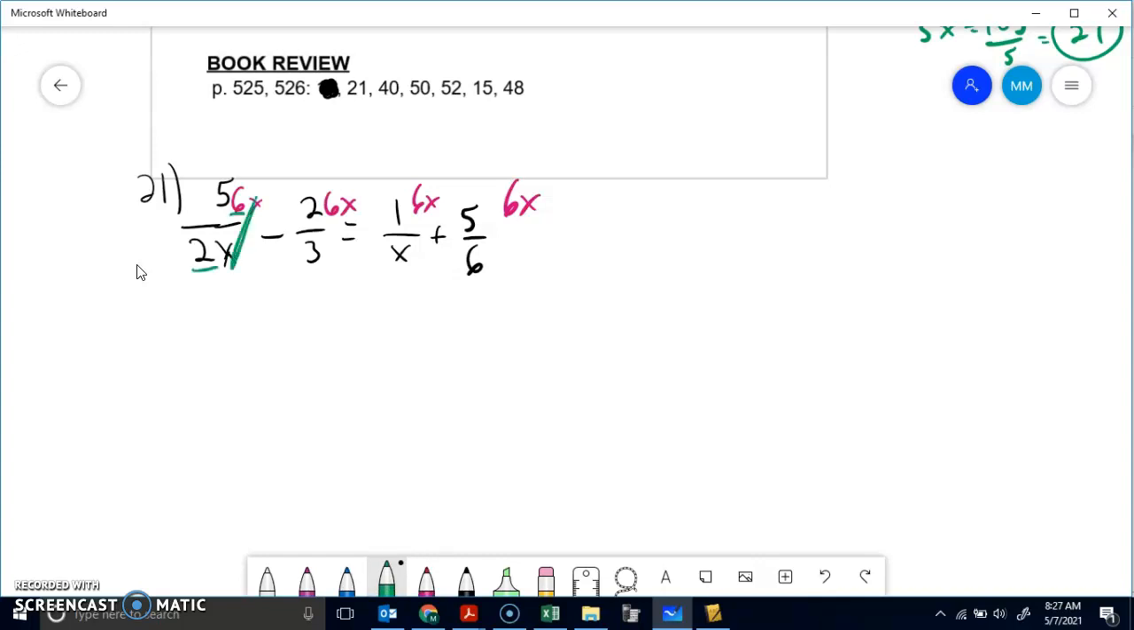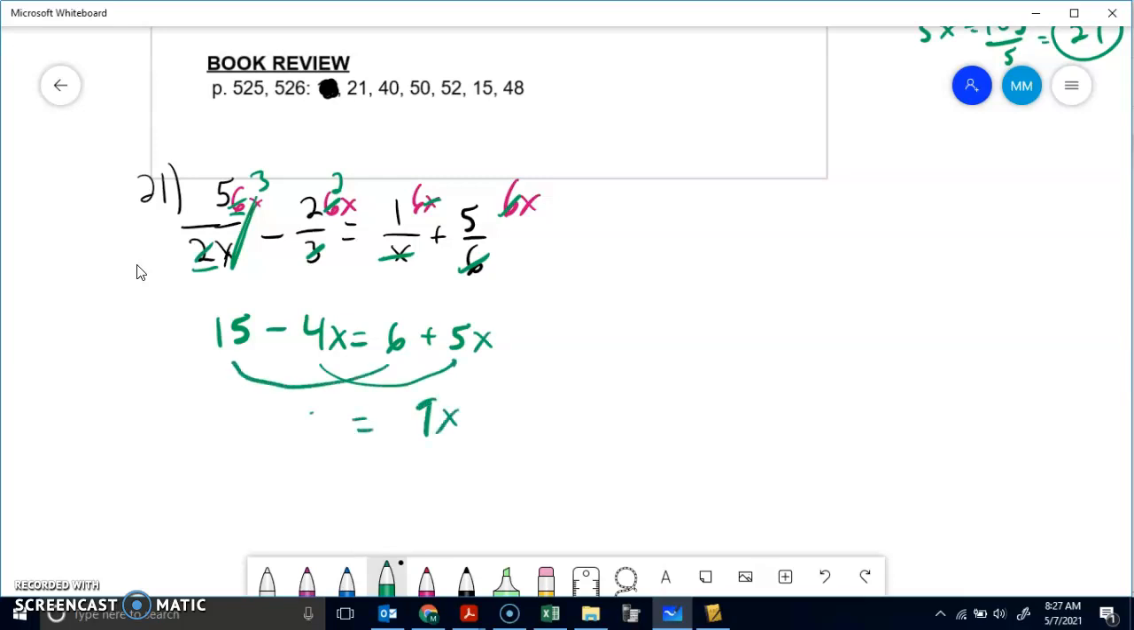6 divided by 2 is 3. 5 times 3 makes 15. Minus, here, the 6 and 3 reduce. 6 divided by 3 is 2. So what I have is 2 times 2x, or 4x. Here the x's cancel. 1 times 6 is 6. Here the 6's cancel, and I get 5x. So I'm going to subtract the 4x over, making 9x. I'm going to subtract the 6 over, giving me 9, and I end up getting x equals 1.